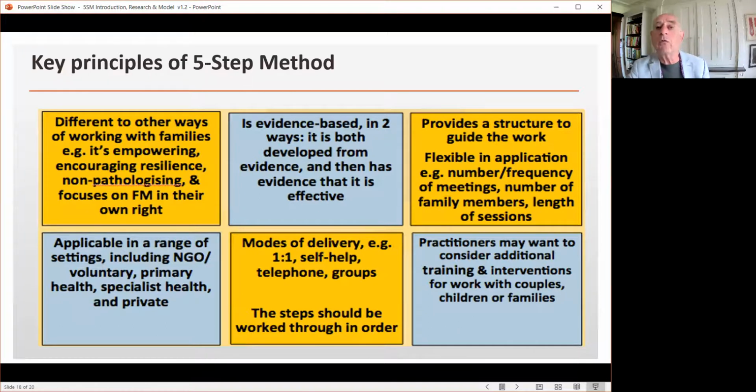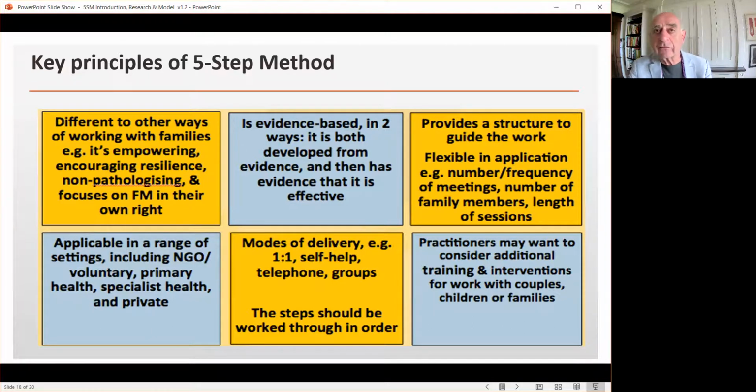It is possible to do the whole of the 5-step method in 1 go, although we don't recommend that. But it is flexible, and so it depends on the needs of the family member that you're working with. So it's flexible in the number and frequency of meetings, in the number of family members. It doesn't only have to be done with 1 family member. We often have done it with parents, so with 2 family members, but equally you can do it with a group of family members. And in the length of the sessions, in general, they're about 40-45 minutes, but they can be longer, particularly steps 1 and sometimes step 3, or they can be shorter.